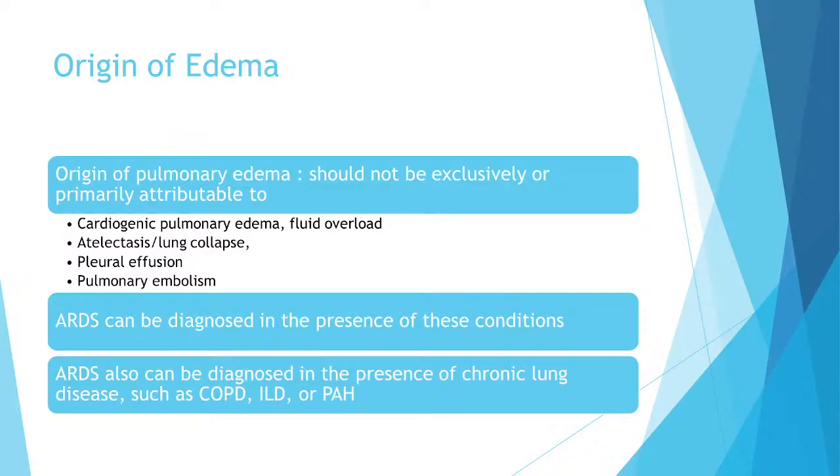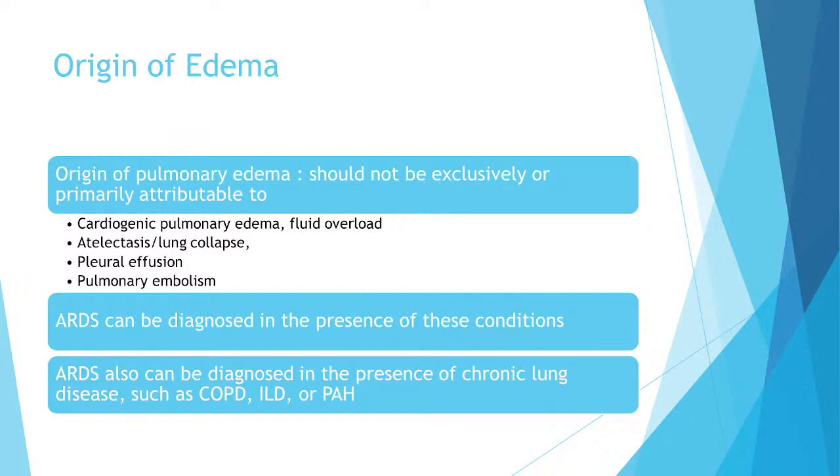So first, the origin of pulmonary edema should not be primarily attributable to, that word is important, primarily attributable to cardiogenic pulmonary edema or fluid overload, atelectasis or lung collapse, pleural effusion or pulmonary embolism. This doesn't mean that if a patient has pleural effusion, that patient cannot have ARDS. It is basically your clinical gestalt that you decide, or you conclude, that this hypoxia and this respiratory failure is primarily not because of that pleural effusion. That will depend on your clinical expertise.